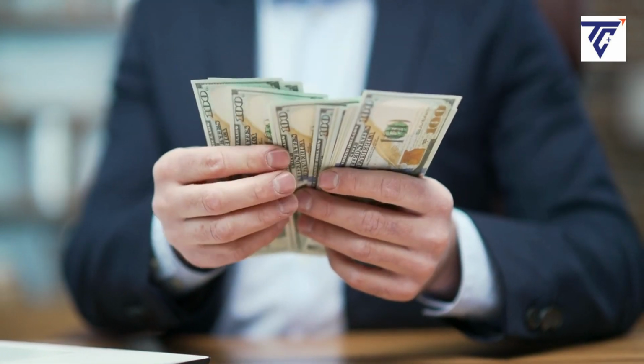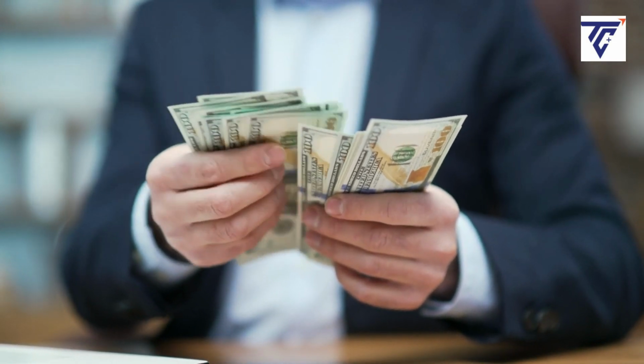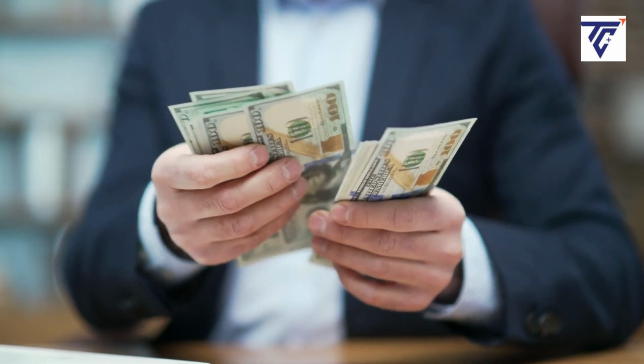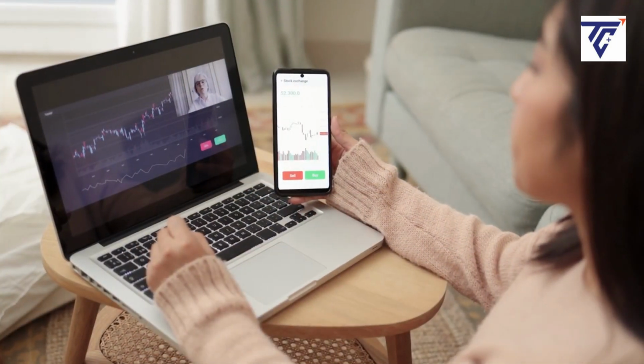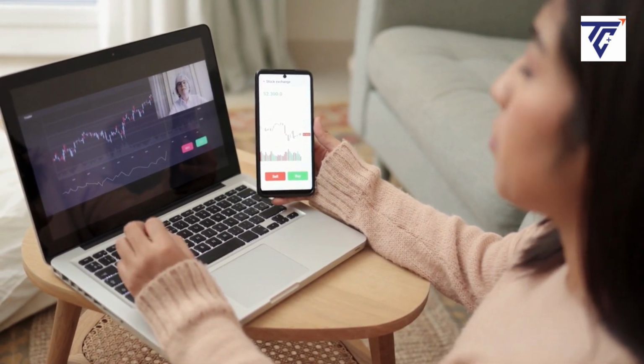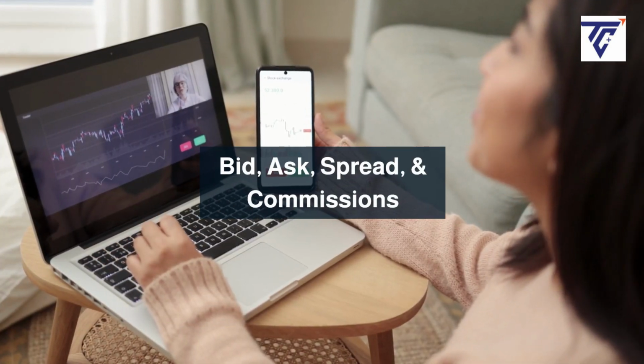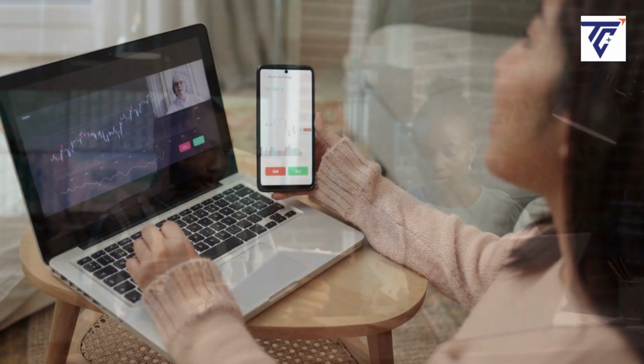Ever wondered how those Forex traders make all that money? It's not magic, trust me. It all boils down to understanding a few key terms. Today, we're diving into the world of Forex for absolute beginners. We'll break down 4 essential concepts: bid price, ask price, spread, and commissions. Don't worry if these terms sound like alien language right now, because by the end of this video, you'll be speaking Forex fluently.